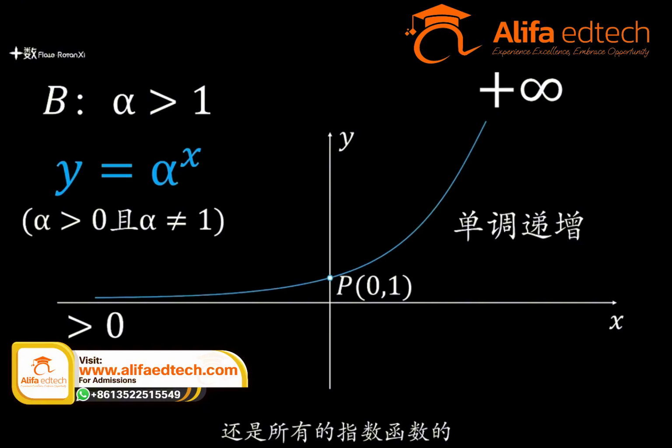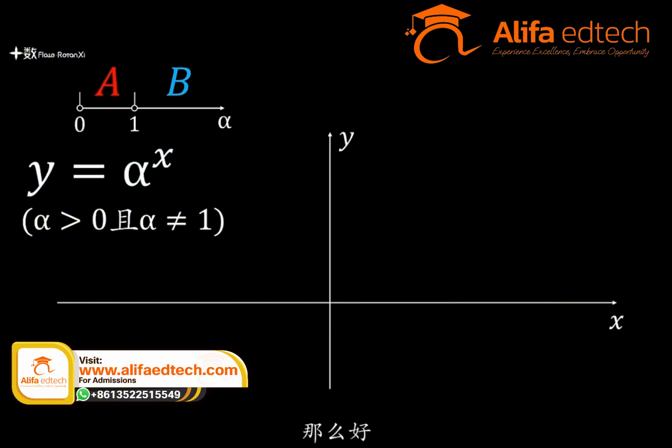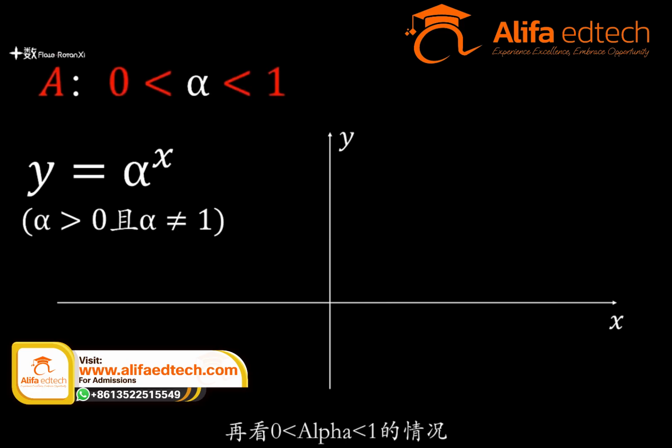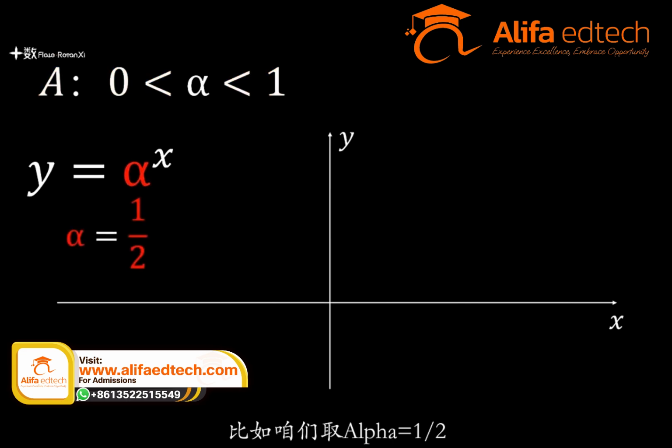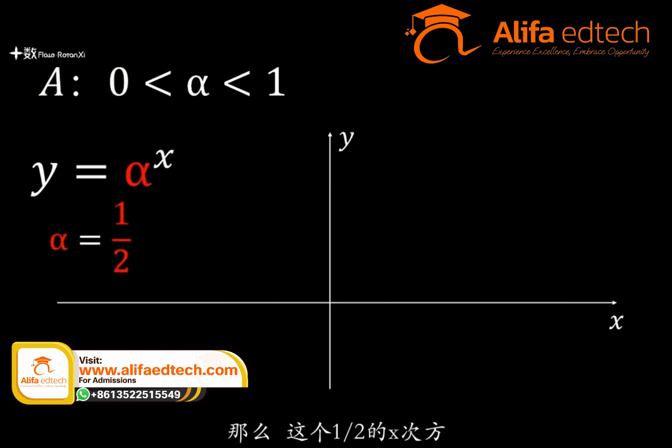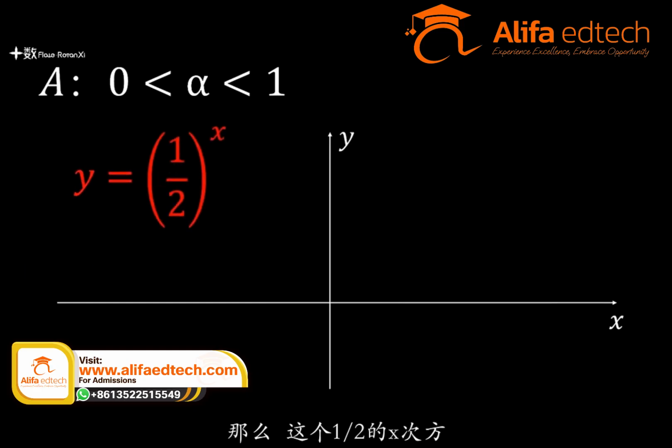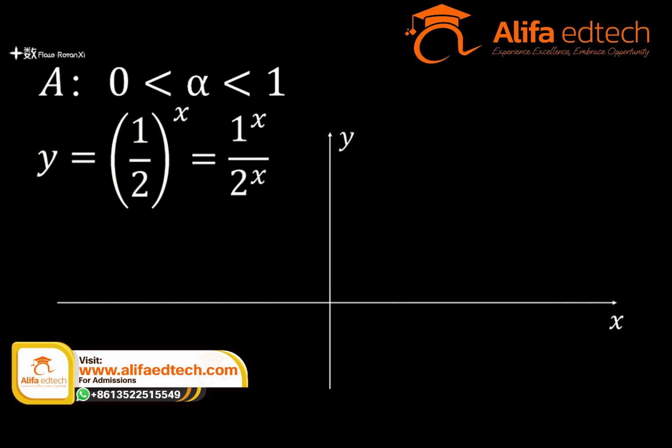So then, now let's look at when alpha is between 0 and 1. We can take a specific example to understand better. For instance, let's take alpha equal to 1/2. Then this (1/2) to the power of x, isn't it equal to 1 to the power of x divided by 2 to the power of x? And 1 to the power of x is just 1. This whole expression, how should we transform it?